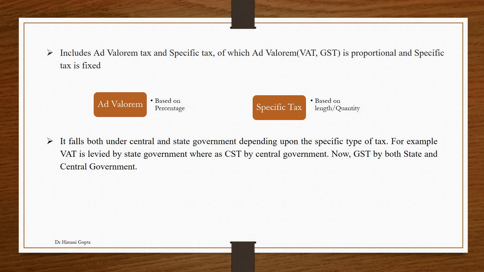VAT was charged when the goods were sold within a particular state or union territory, which is known as intrastate sale. And CST was charged when there was dealing between two different states. That means the buyer is in state 1 and the seller is in state 2. So it is known as interstate sale. Whenever there is an interstate sale, CST is charged and that amount of CST goes to the central government, and the amount of VAT goes to the state government.